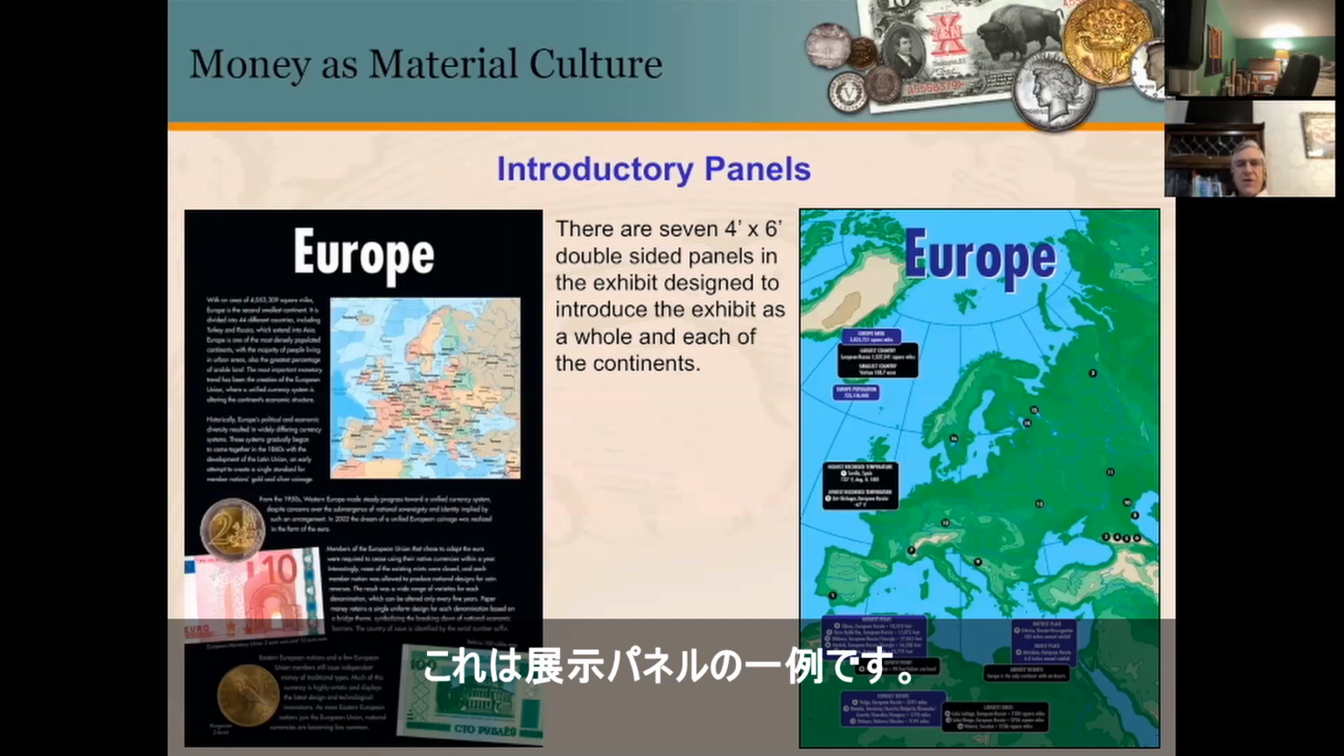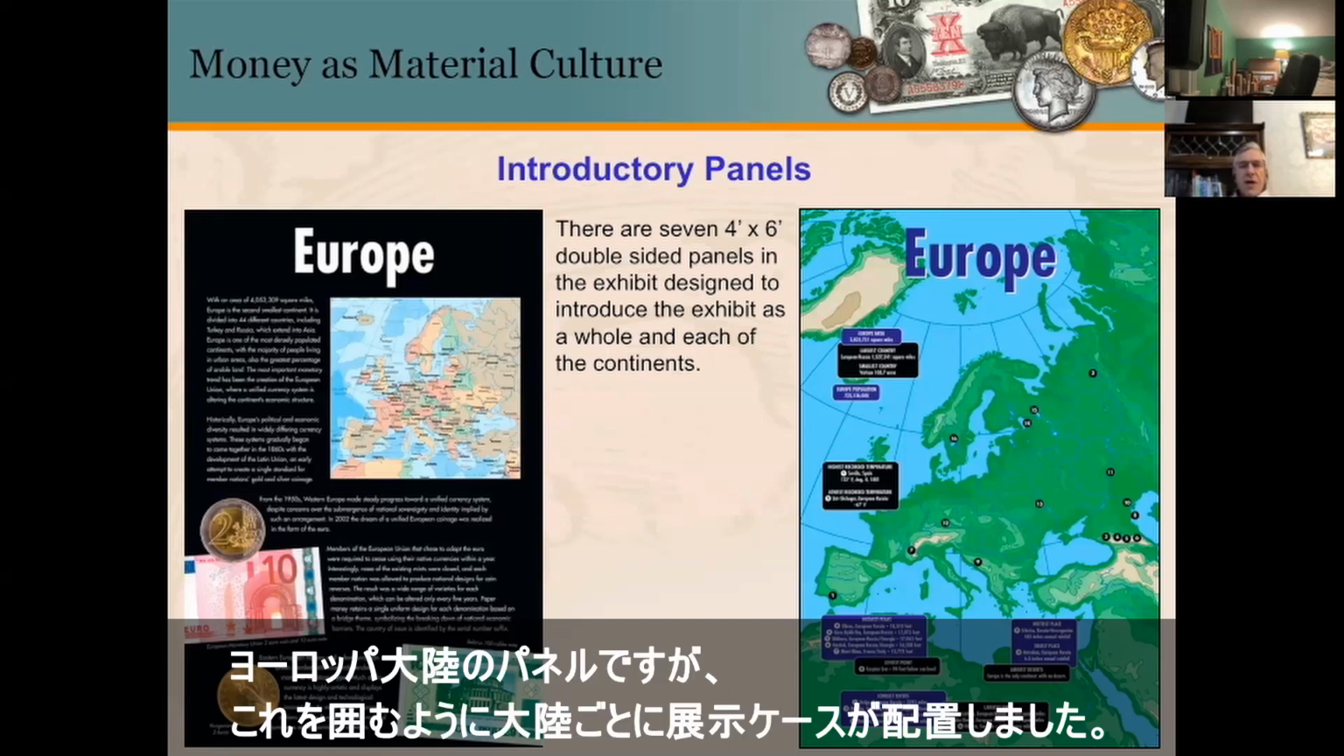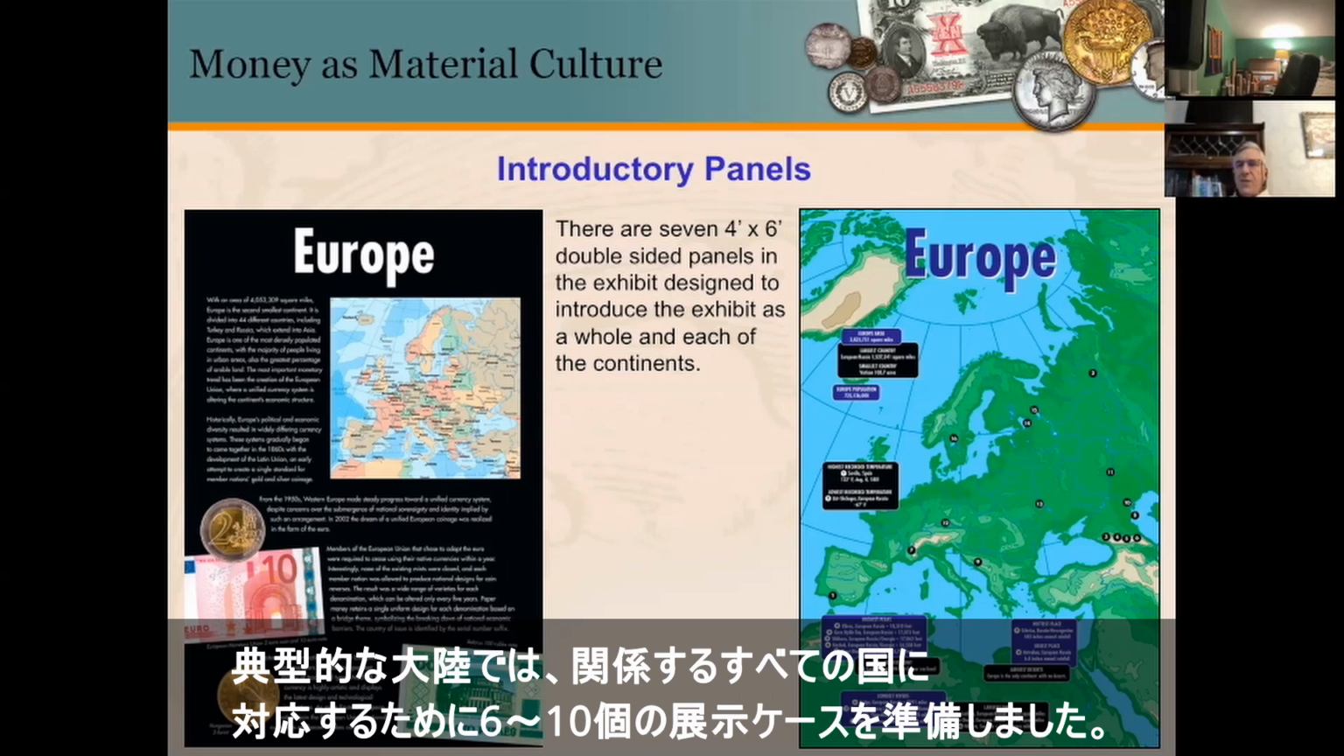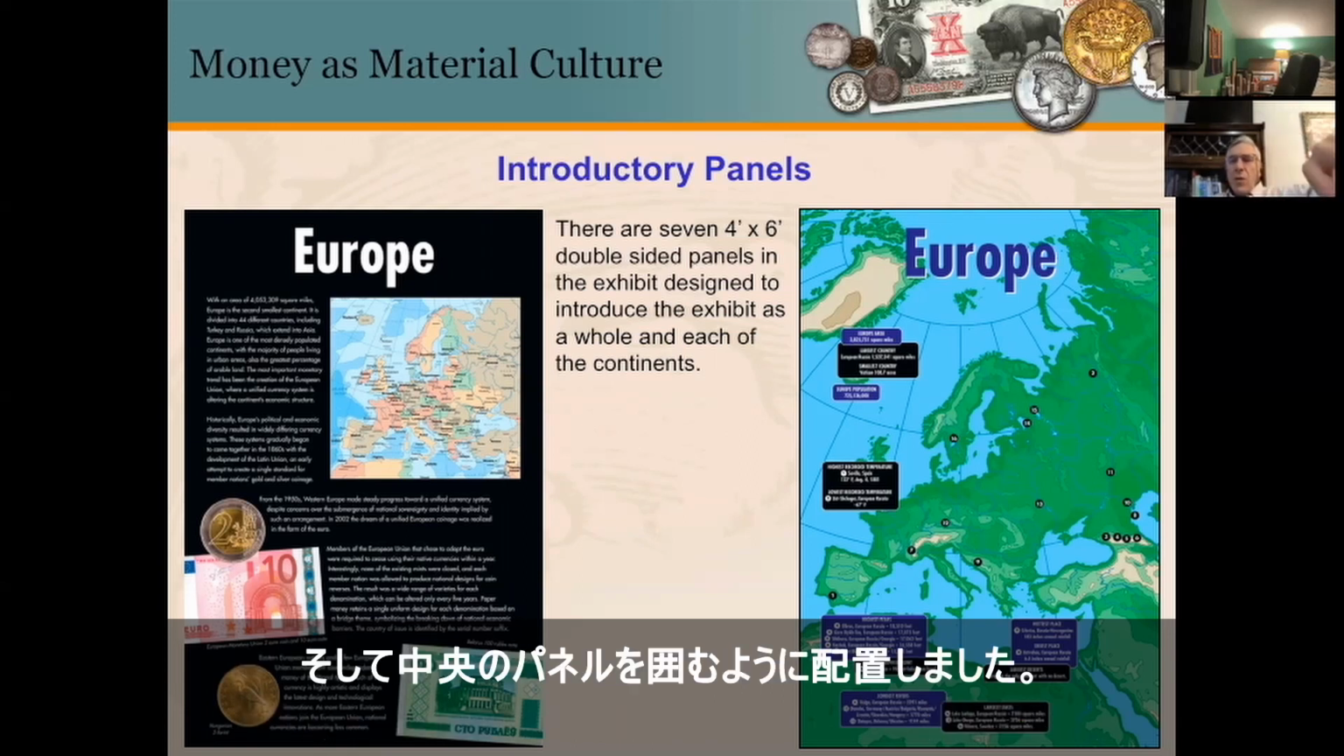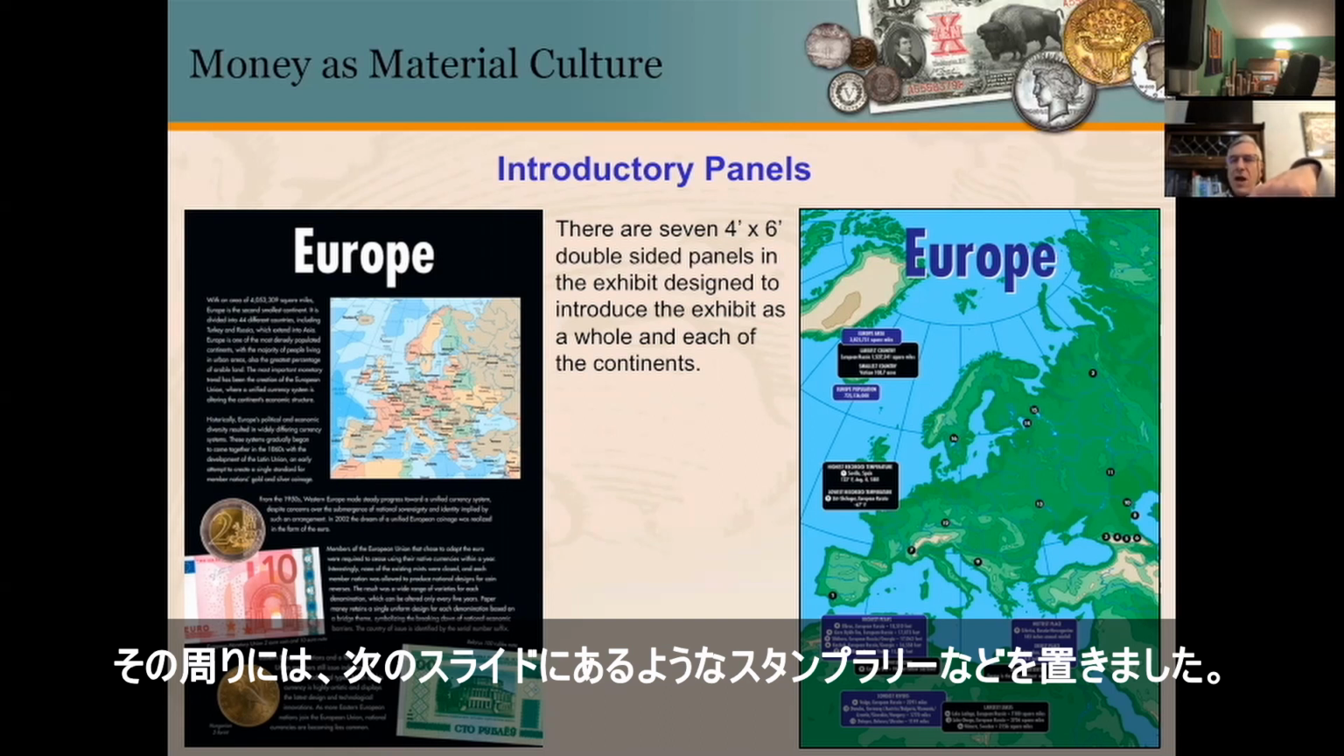Here's an example of our introductory panels. This is for the continent of Europe. Each continent was formed in its own area. So the exhibit cases circled these introductory panels. So the typical continent would have 6 to 10 cases to accommodate all of the nations that were involved. And they would be arranged around the central panel. And then there would be things around them, such as our passport stands, which you can see in the next slide.